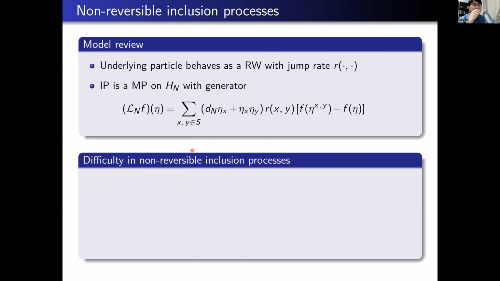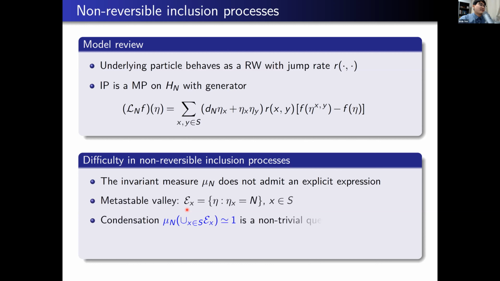So the main feature of this non-reversible inclusion process is that we cannot write down an expression for the invariant measure in an explicit manner. This is a huge problem because in all the previous models we can write down the invariant measure, but in this case we cannot. This makes the problem considerably harder than the previous one.